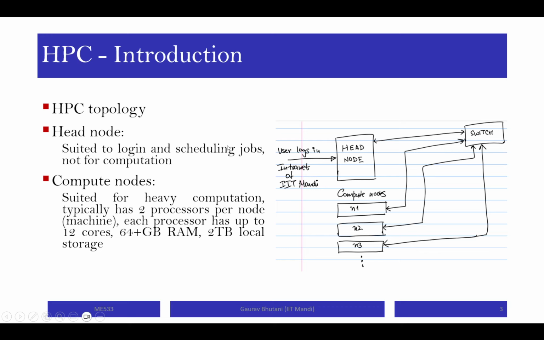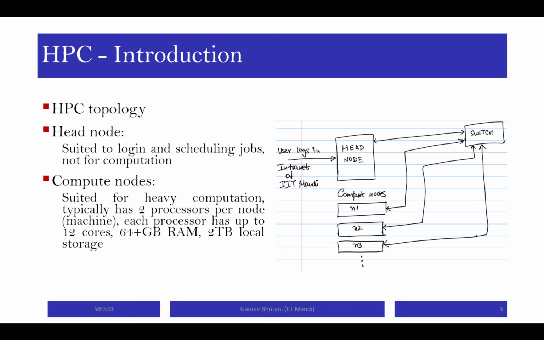So head node is typically used for login, for scheduling jobs, because many people will want to send their jobs. So head node has a scheduler installed, a PBS Torque, that we'll talk a bit more about in a while. The job of a scheduler is to schedule jobs. So whoever sends the job first, who has a priority, who is paying more money, etc. Based on these things, it will schedule jobs.